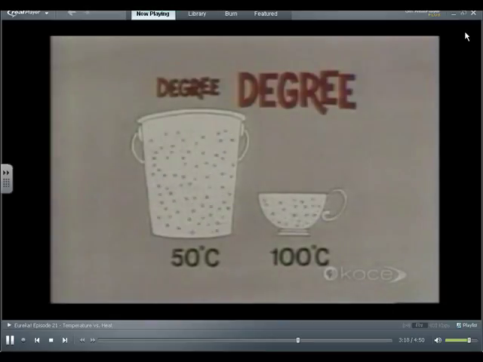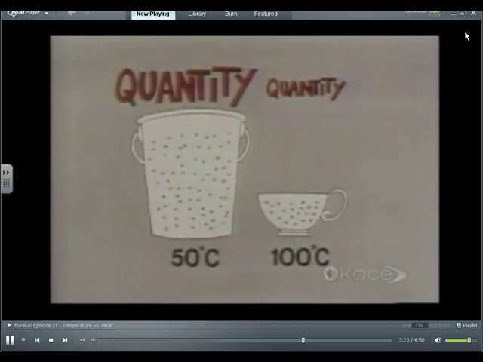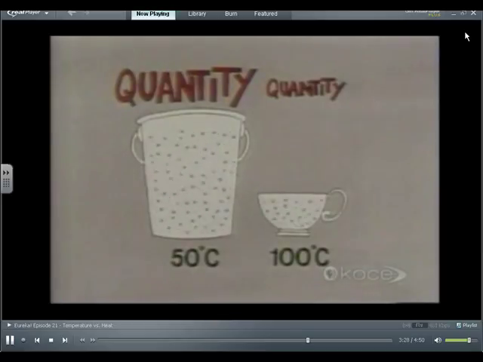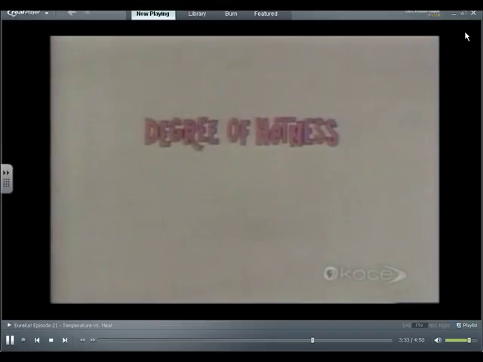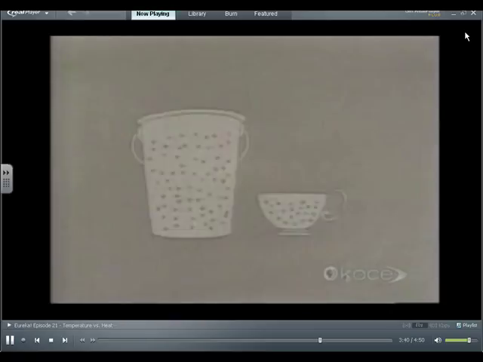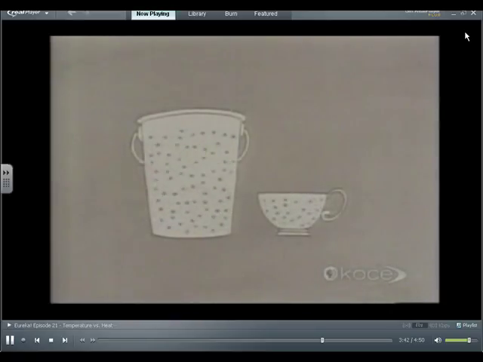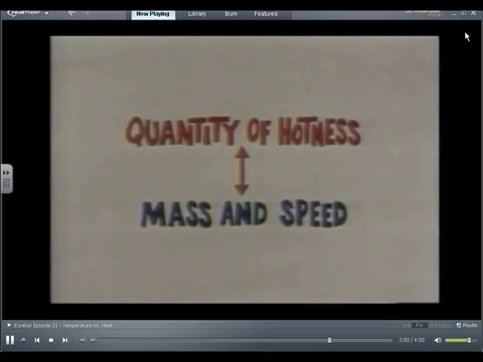The degree of hotness, like the value of the dollar bills, is higher in the cup. But the quantity of hotness, like the quantity of dollar bills, is greater in the bucket. We know that it's the speed of the molecules that determines the degree of hotness of something. In fact, degree of hotness only depends on speed. It has nothing to do with how many molecules there are. Although the molecules in the bucket aren't going as fast as in the cup, there are more of them, so they more than make up in mass what they lack in speed. And it's mass, combined with speed, that determines quantity of hotness.